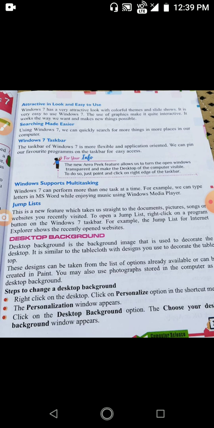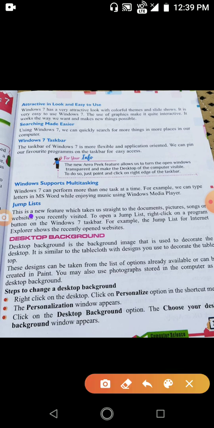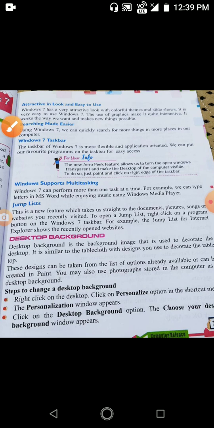Our fourth feature is the jump list. What is that jump list? This is a new feature which takes us straight to documents, pictures, songs, or websites you recently visited. To open a jump list, right click on a program button on the Windows 7 taskbar. For example, the jump list for Internet Explorer shows the recently opened websites. So basically, what is the jump list?